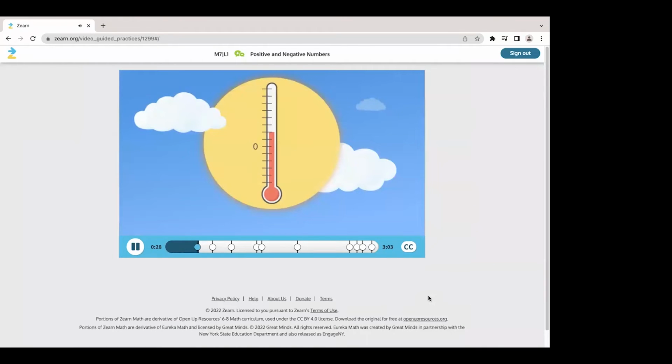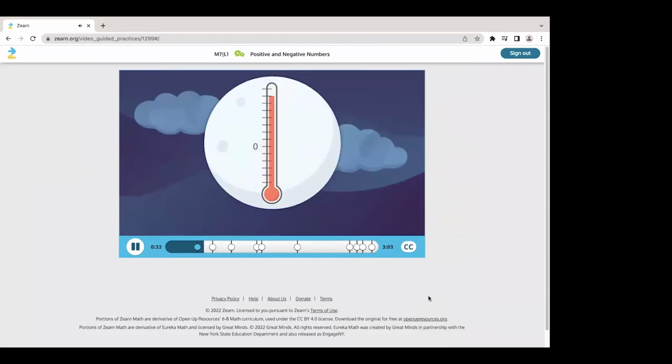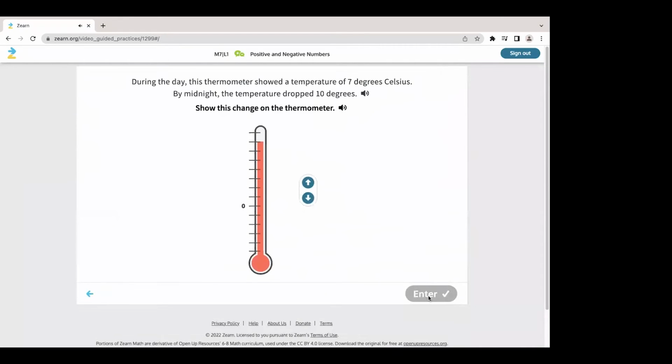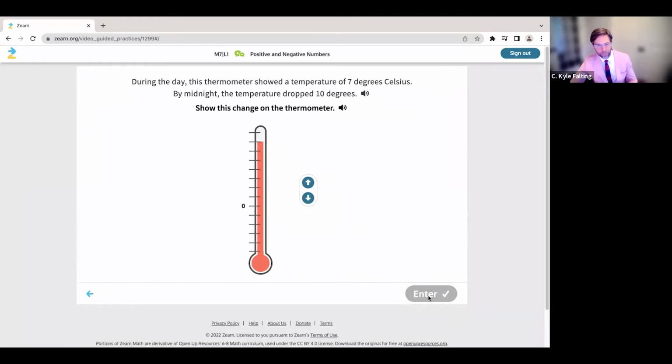It was 7 degrees Celsius during the day. At night, the temperature got colder. By midnight, it dropped 10 degrees Celsius. Show this on the thermometer. Now we arrive at numbers below 0. The context, thinking, and representation is the exact same as our on-ramp. This consistency frees up students' working memory to unlock a deep understanding of this new idea.